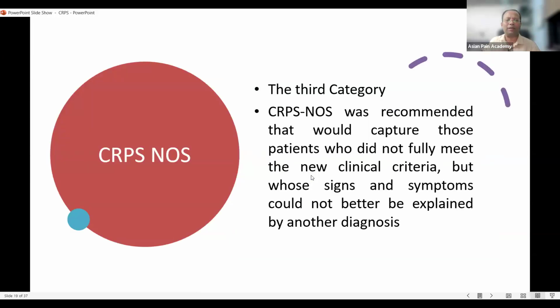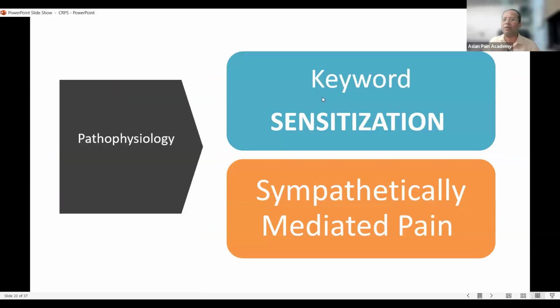So in pathophysiology, just remember, it is sensitization. Any neuropathic pain, this is the keyword. I'm not going into detail of sensitization, because that we read in physiology, first class physiology. So what happens is sensitization.